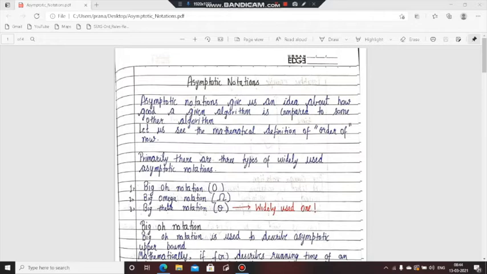So what does an asymptotic notation mean? It basically gives you an idea about how good a given algorithm is compared to some other algorithm. In very simple language, it tells us how an algorithm differs from any other algorithm. There are three types of asymptotic notation. The first one is big O notation, the second one is big omega notation, and the third one is big theta notation. Big O notation is the widely used one.